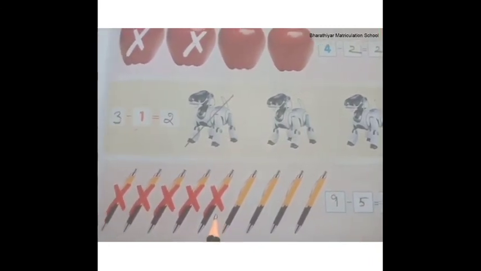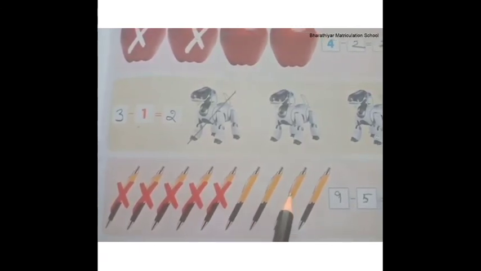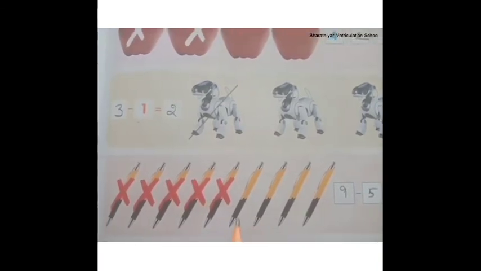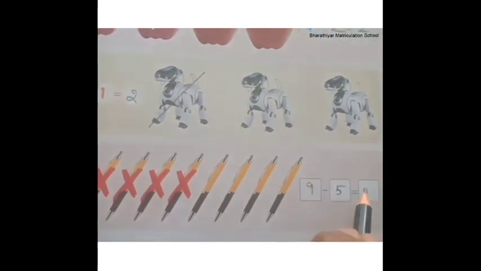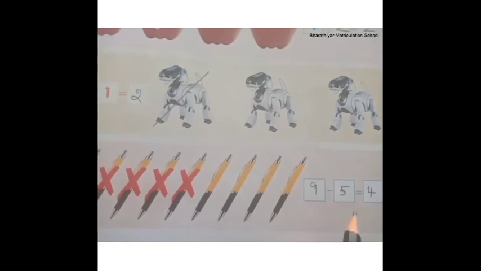Children, now count the remaining pens. 1, 2, 3, 4. Children, 4 pens are remaining. So write here 4. Therefore, 9 minus 5 is equal to 4.